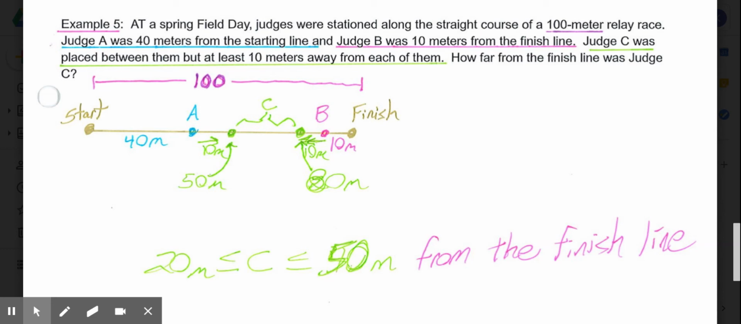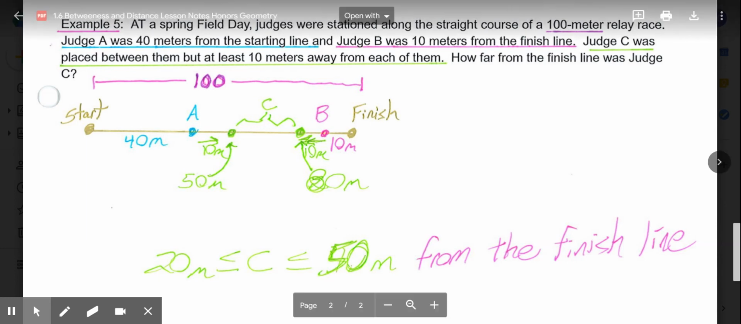Judge A was 40 meters from the starting line. B was 10 meters from the finish. And Judge C was in between them, but he was at least, or she was at least 10 meters away from each of them. How far from the finish line was Judge C?